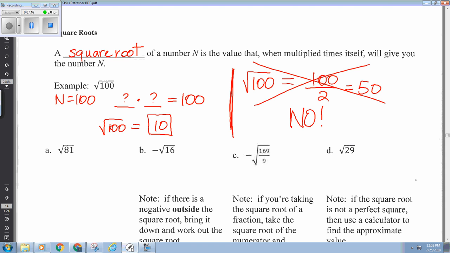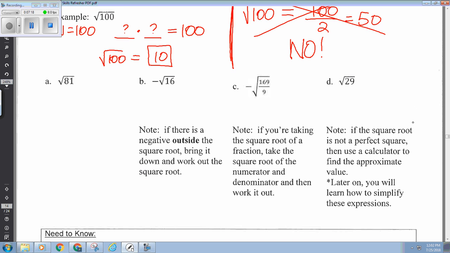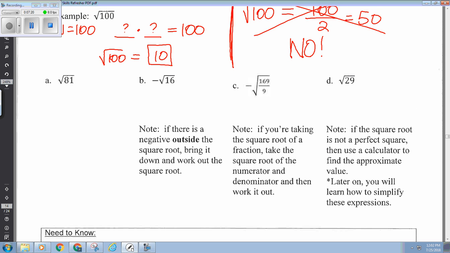So with that being said, let's do some examples. So for A, we have the square root of 81. So that's asking you what number times itself is going to give you 81. And in this case, that's 9. 9 times 9 gives you 81.